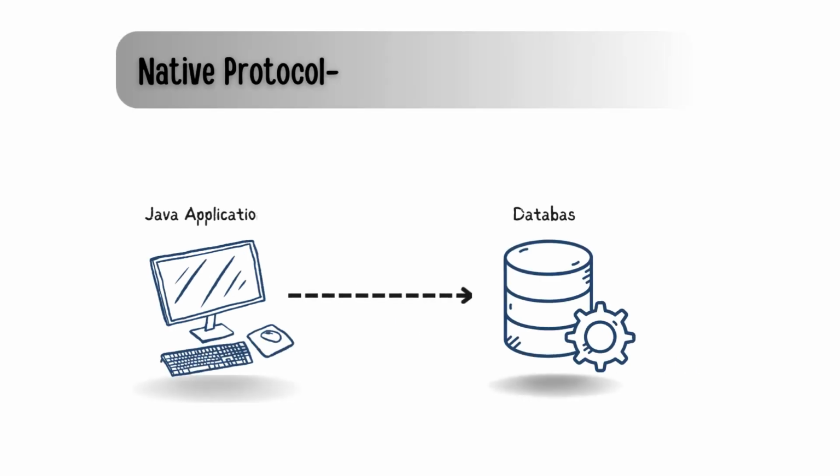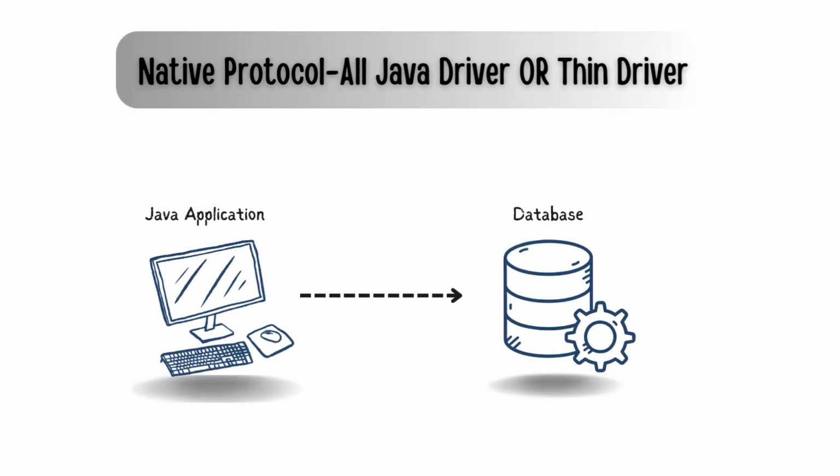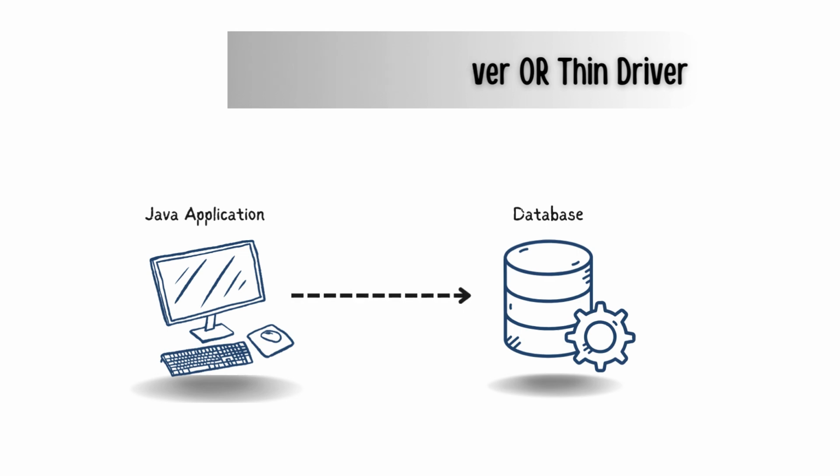Now, let's dive into Type 4, the Native Protocol All Java driver, also known as the thin driver. This driver is a pure Java implementation that communicates directly with the database server using a database-specific protocol. This driver type is highly recommended for modern Java applications due to its efficiency and platform independence. All you have to do is have the corresponding database jar file in your project.